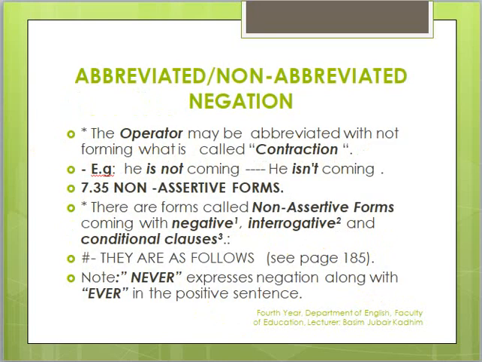Now, negation can be abbreviated or non-abbreviated. The operator may be abbreviated with not, forming what is called a contraction. For example, he is not coming. Of course, we contract is not into isn't. So he isn't coming. And the focus is on is. We cannot say he isn't coming. No, he isn't coming.